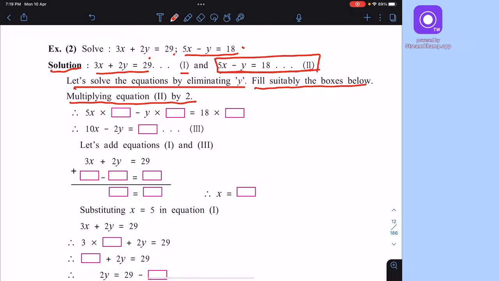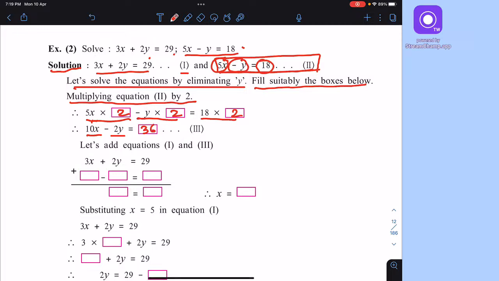When an equation is to be multiplied, each term is to be multiplied. So 5x is also to be multiplied by 2, so 5x multiplied by 2. Then minus y is also to be multiplied by 2, so minus y multiplied by 2. And 18 is also to be multiplied by 2. So 5x into 2 is 10x. Minus y into 2 is minus 2y. And 18 into 2 is 36.